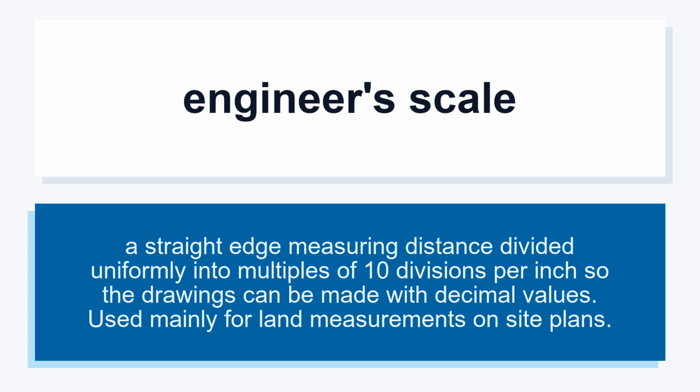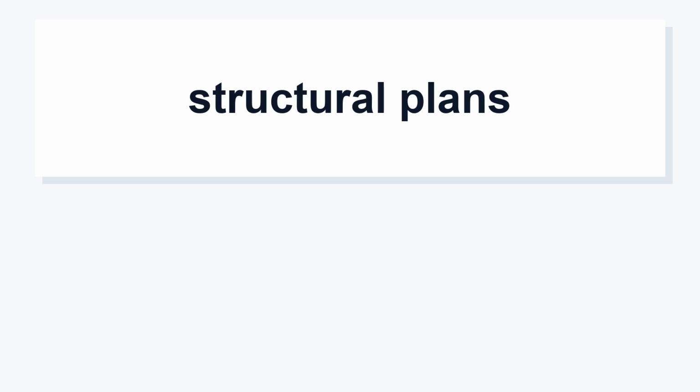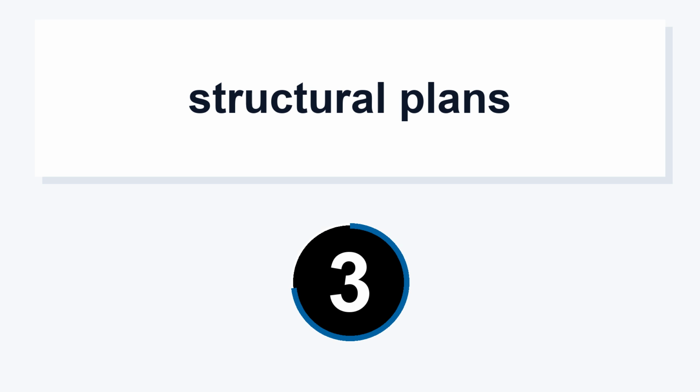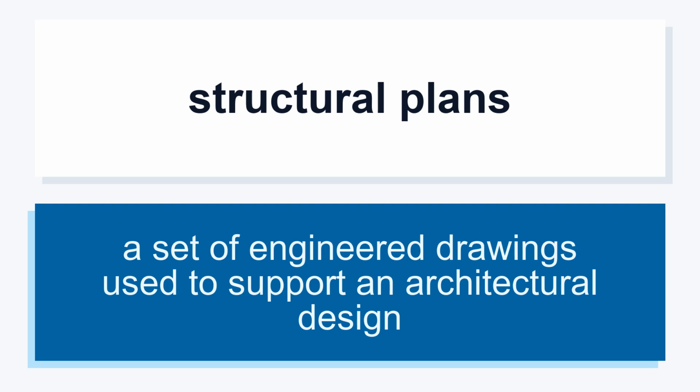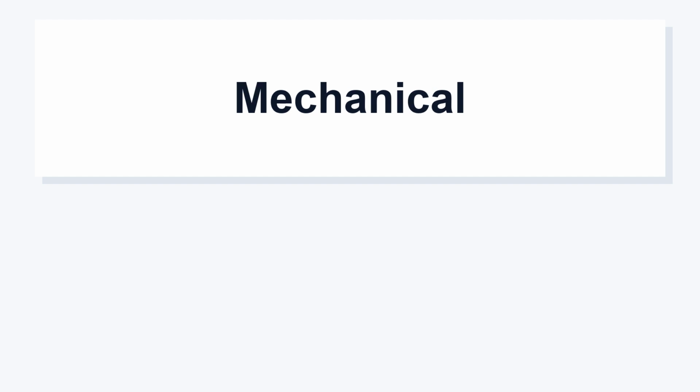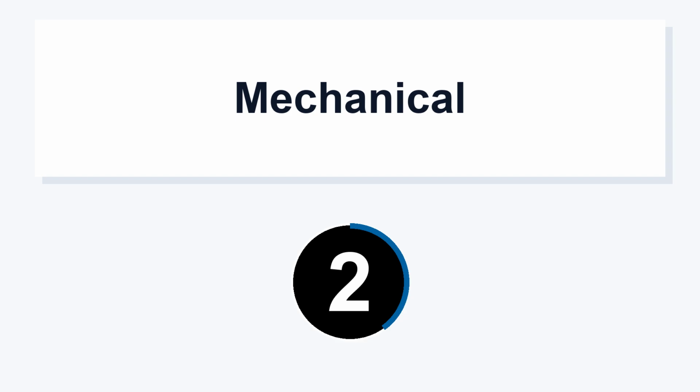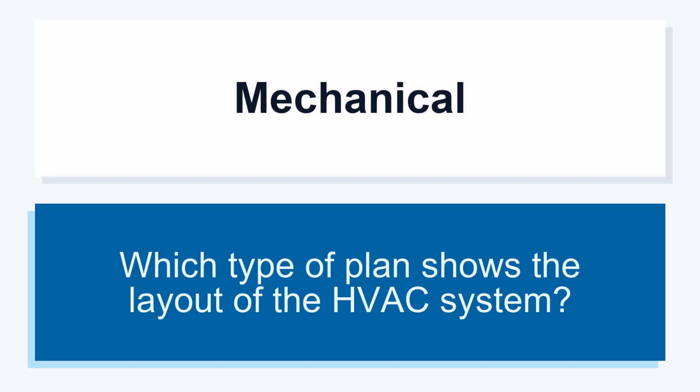Engineer scale. A straight edge measuring distance divided uniformly into multiples of 10 divisions per inch so the drawings can be made with decimal values. Used mainly for land measurements on site plans. Structural plans. A set of engineered drawings used to support an architectural design. Mechanical. Which type of plan shows the layout of the HVAC system?